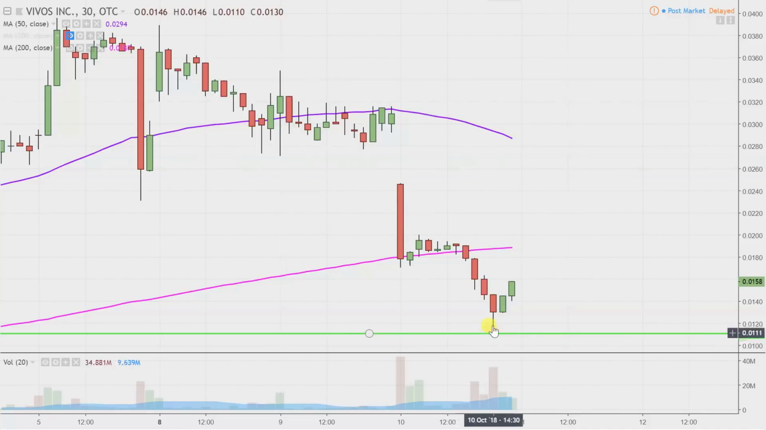So there were clearly finally enough buyers right there that were able to not only stop the bleeding, but then also create this little miniature bounce right here. So that'll be the important level of support going into tomorrow. So 0.011, key level of support, and then keep an eye on that pink line up there, the 200 period simple moving average, as an important area of resistance.